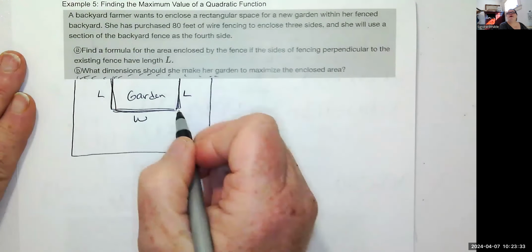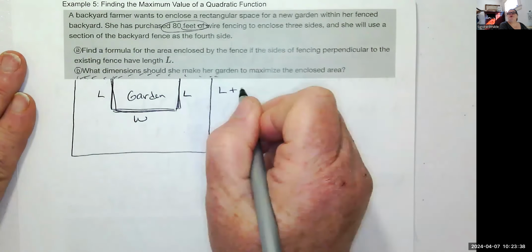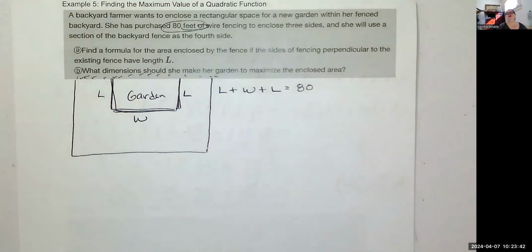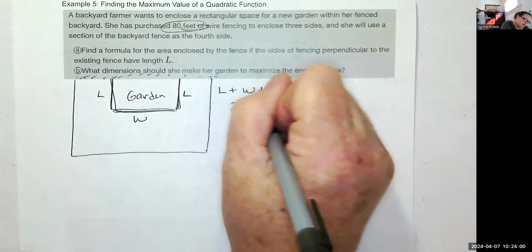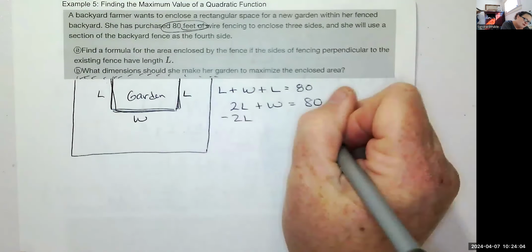All of these have to add up to 80 feet of wire. So L plus W plus L has to equal 80 because that's the max fencing that she got, the max amount of wire. So what is that? We can solve for W so that we can have a linear function out of this. Let's clean it up a little bit. 2L plus W is equal to 80. I'm going to solve for W by subtracting 2L from both sides.